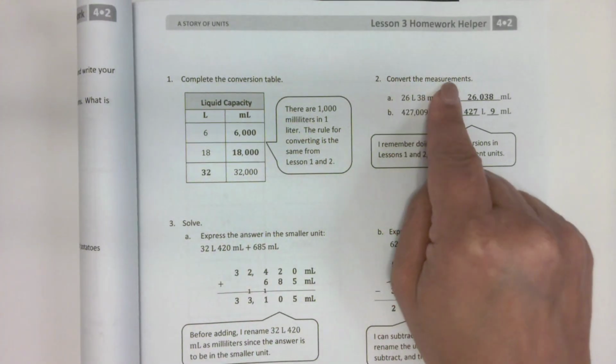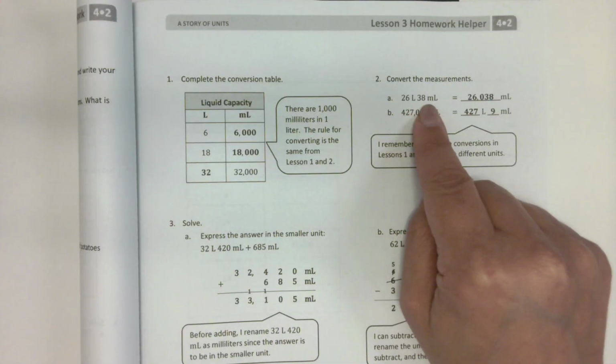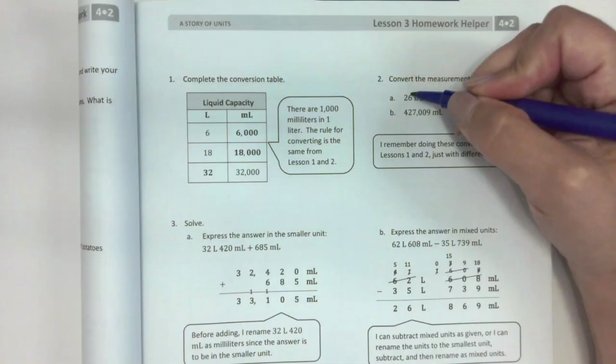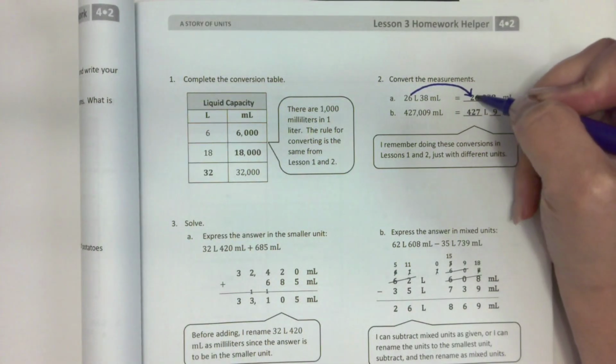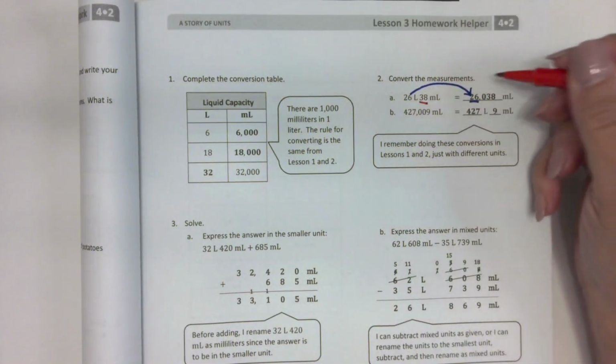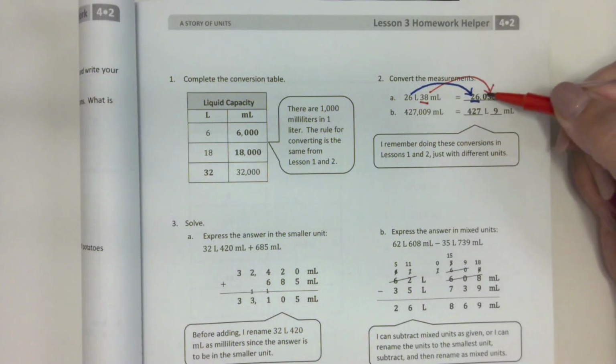Let's convert measurements of mixed units, 26 liters and 38 milliliters. So the 26 liters, that's the thousands. For the milliliters, that's right here. And then 38 more milliliters. See that part? That's the tens and ones over here. And there's no hundreds in this number, so that's a 0.